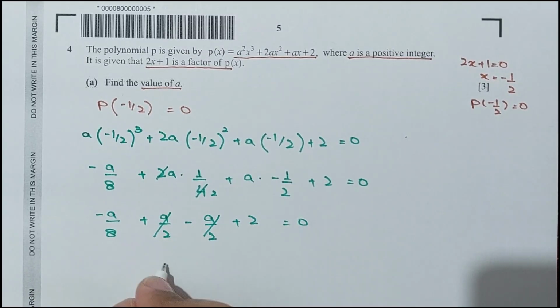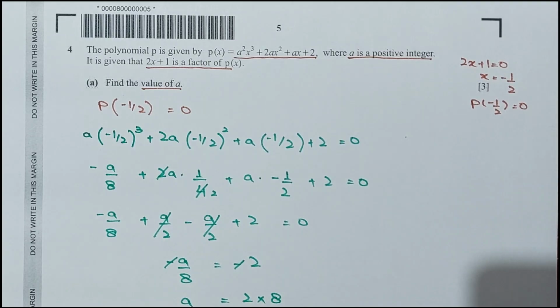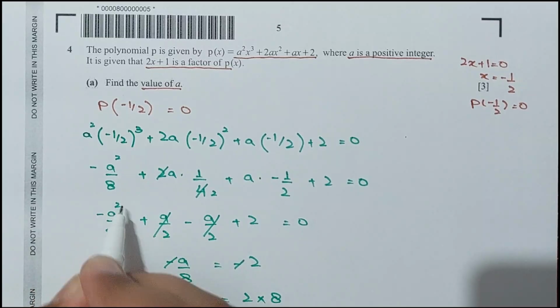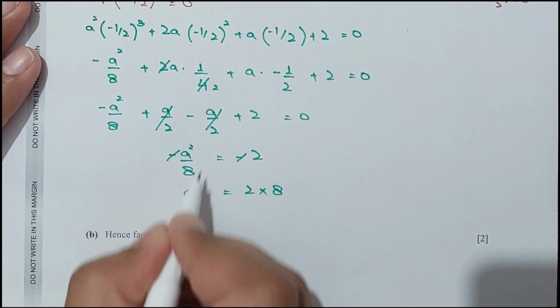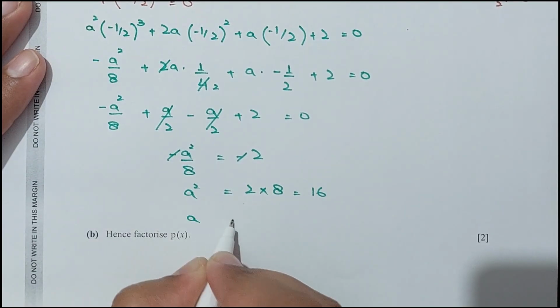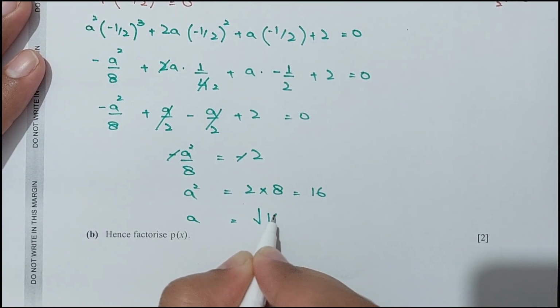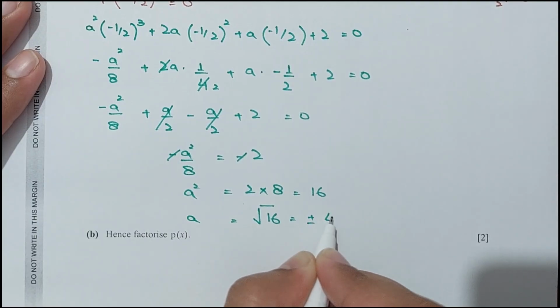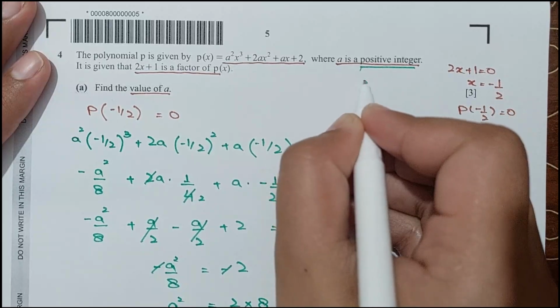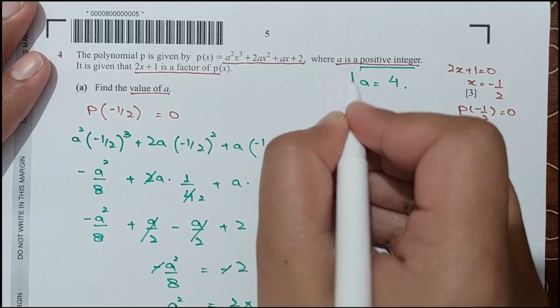So positive and negative cancel out. Minus a over 8 equals minus 2. Cancel out, a equals 2 times 8. Wait a minute, here it is a squared, the rest are a's. So a squared equals 2 times 8, which is 16. And what is a? The value of a is root 16, which is plus or minus 4. But since we are given that a is a positive integer, a must be positive, so the value is positive 4, not negative 4.